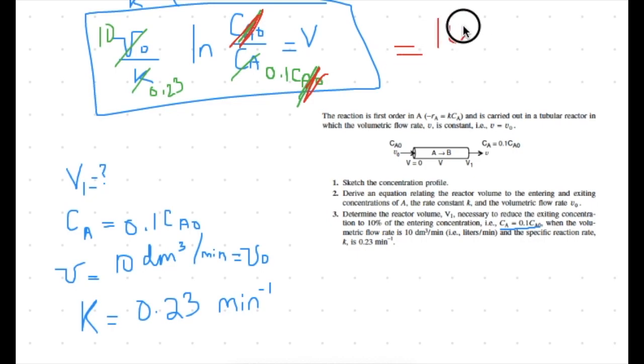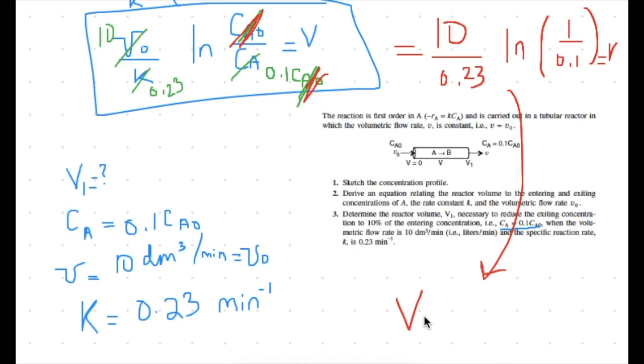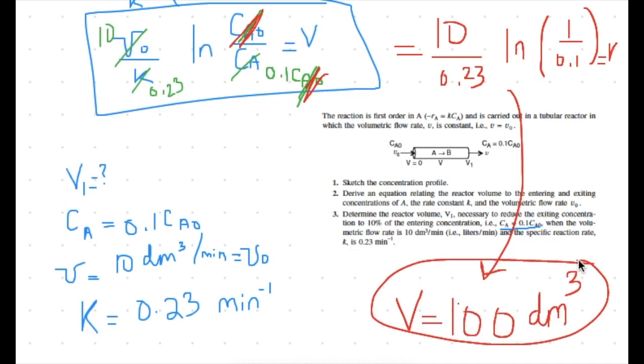So we end up getting 10 over 0.23 times the ln of 1 over 0.1 will give you volume. And plugging this into our calculator gives 100 decimeter cubed. And that's the final answer.